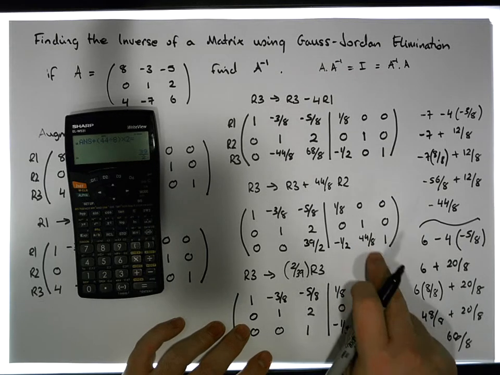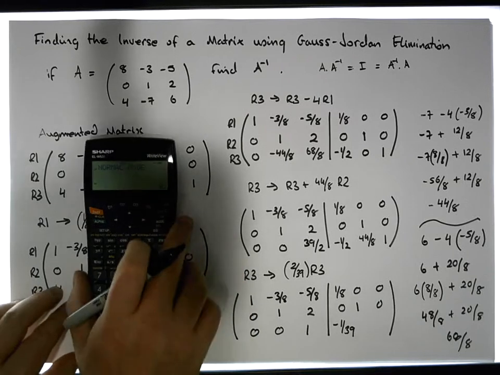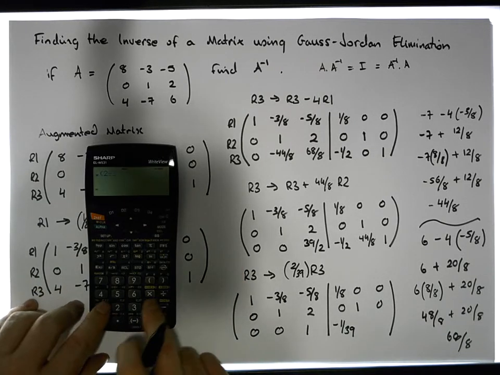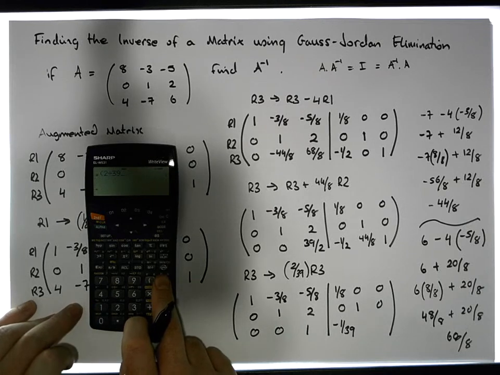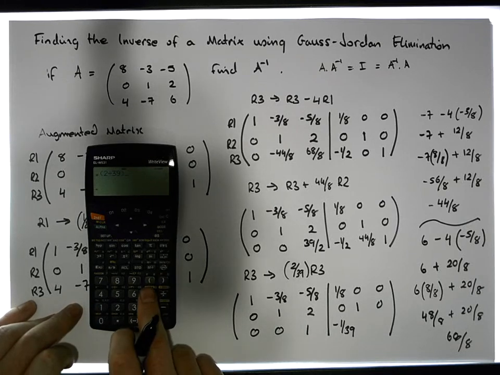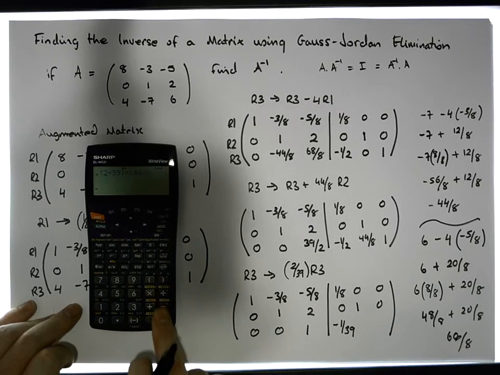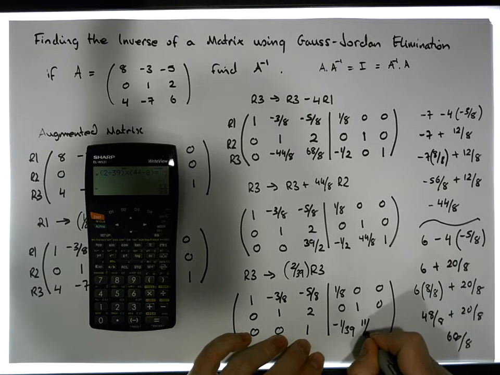44/8, which is this value, so 2 39ths times 44/8. Well, let's see what the calculator says that is. So we have 2 divided by 39, multiplied by 44 divided by 8, which gives us a value of 11 39ths. So this becomes 11 39ths.